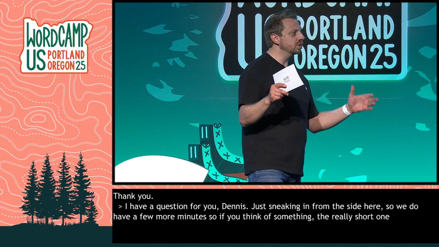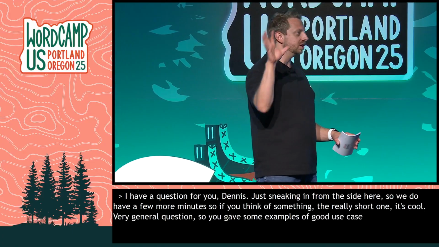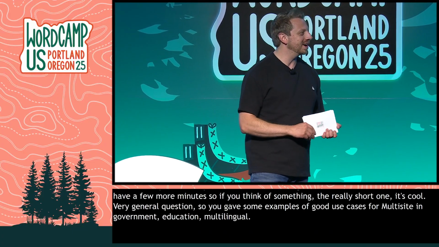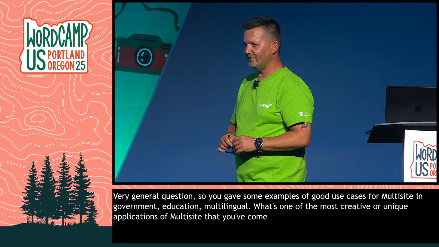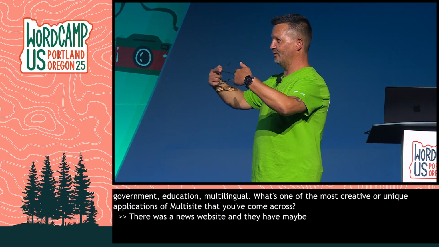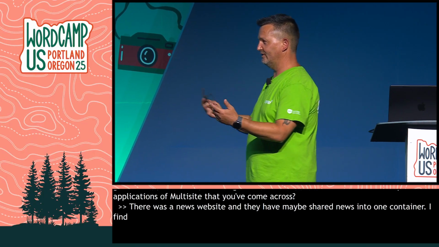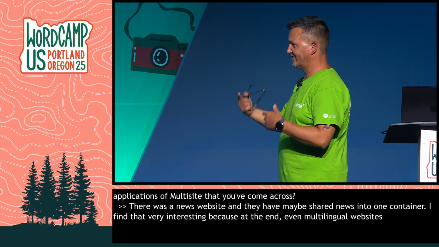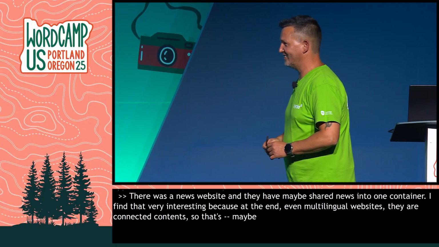Very general question. You gave some examples of good use cases for multi-site in government, education, multilingual. What's one of the most creative or unique applications of multi-site that you've come across? There are also news websites, and they maybe have their shared news in one container. I find that very interesting, because at the end, like multilingual websites, they are connected contents. So maybe even the Openverse could be an interesting use case here.